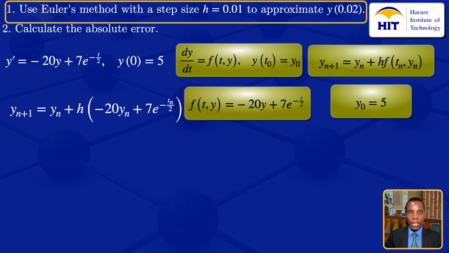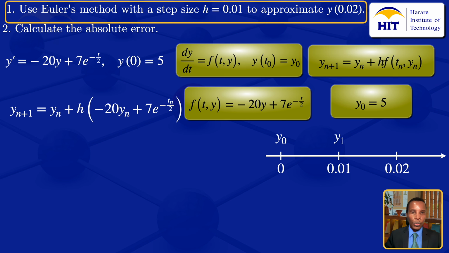So I can go on and illustrate what I'm saying on a number line. We are starting at t = 0. Then we are moving with a step size of h = 0.01. When you move for the first time, we go to 0.01. Then for the second step, our step size is again 0.01, so we are adding 0.01 to this 0.01 so that we go to 0.02. So we are starting at y0, then going on to y1, and then to y2.